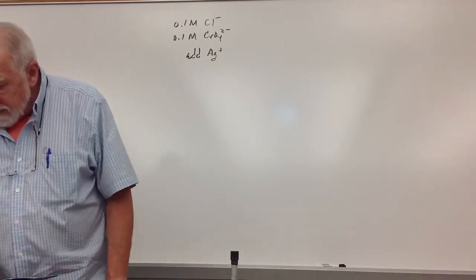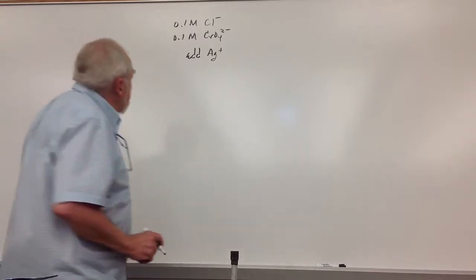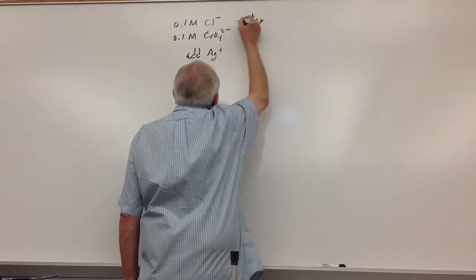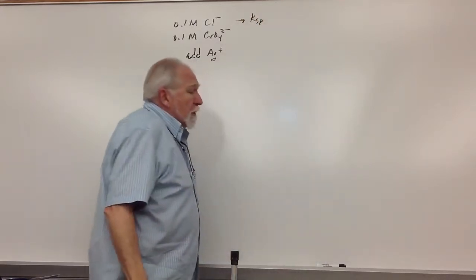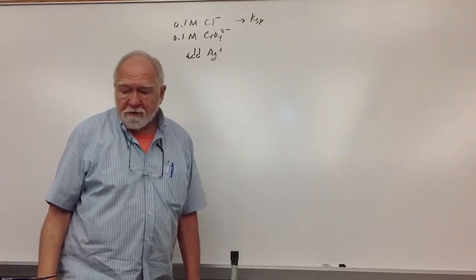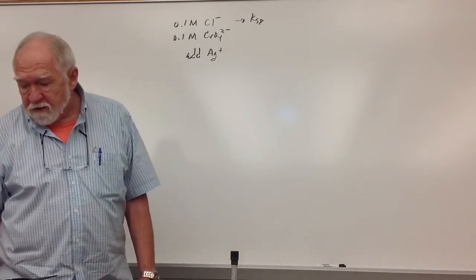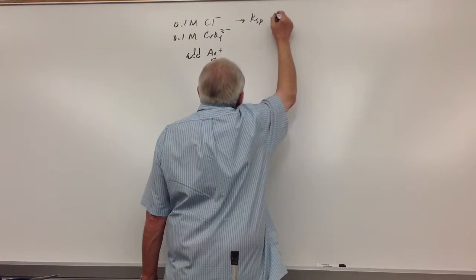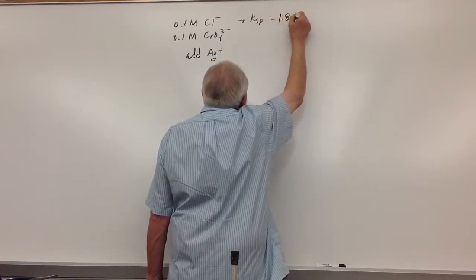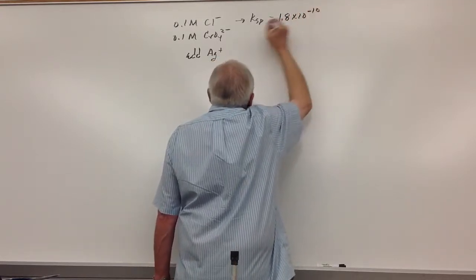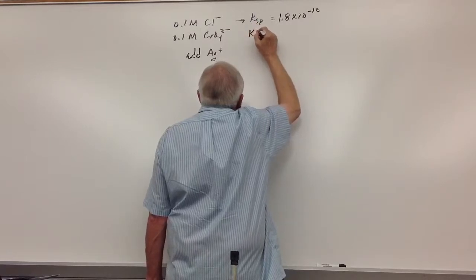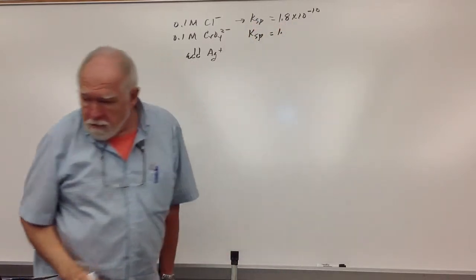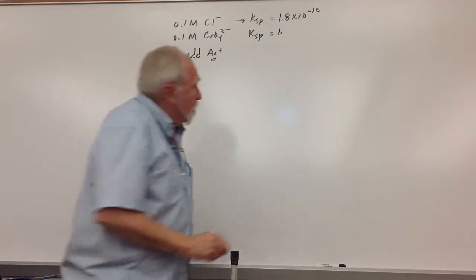What we found over there, giving KSP for the chloride. And by the way, a lot of this is bookkeeping because you have a lot of different numbers floating around once you start solving the problems. This was 1.8 times 10 to the minus 10. The KSP for the chromate, 1.1 times 10 to the minus 12.